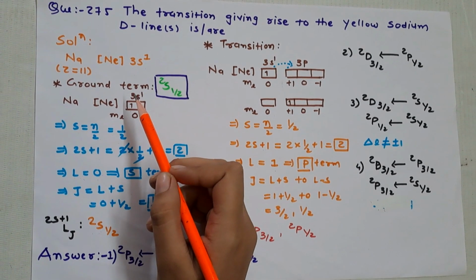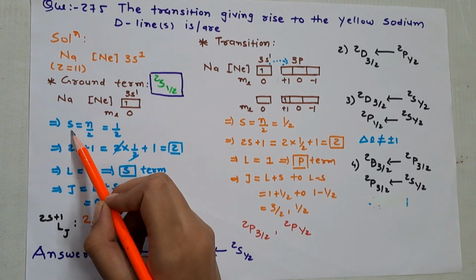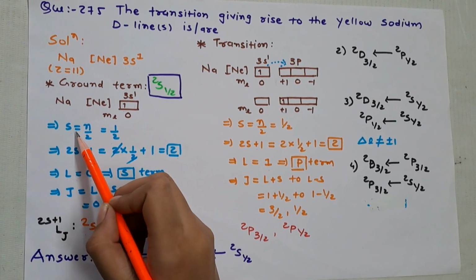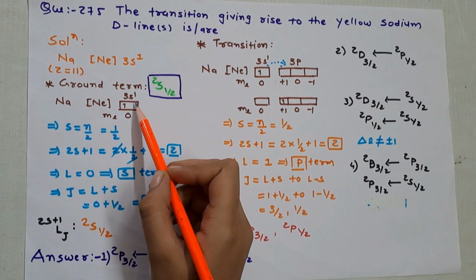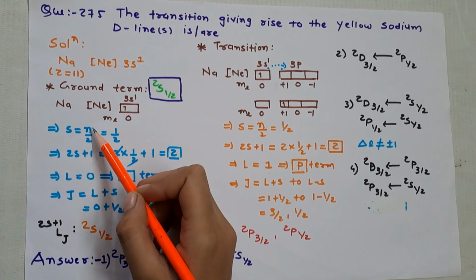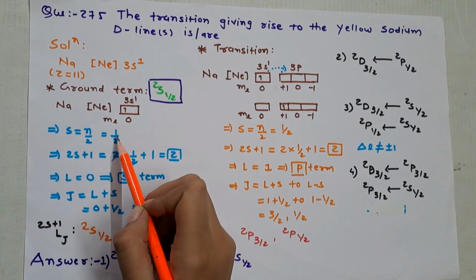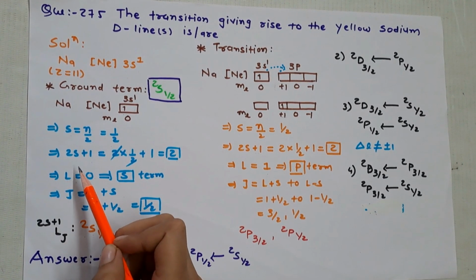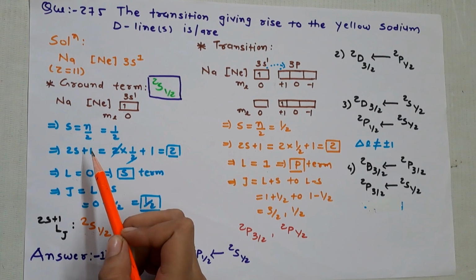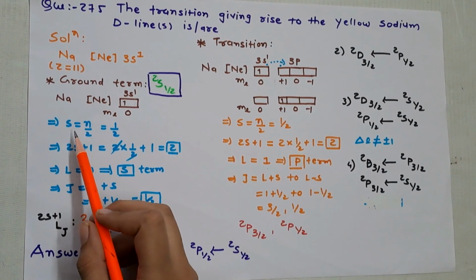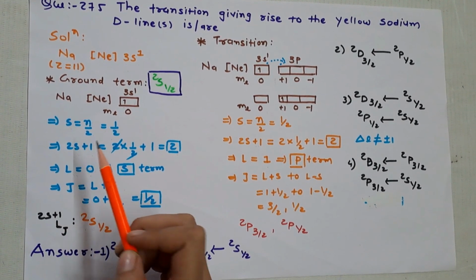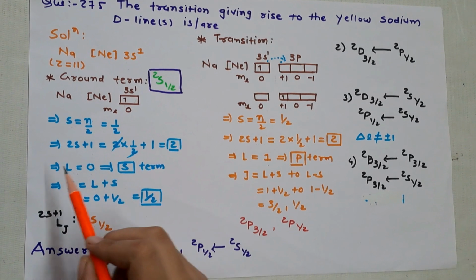So first of all, we will calculate the spin quantum number S by using the formula S is equal to n by 2. Here there is a single electron, so the number of unpaired electrons is 1. So S is equal to 1/2. Now we will calculate the spin multiplicity by using the formula 2S plus 1. By substituting the value of S, we will get 2.